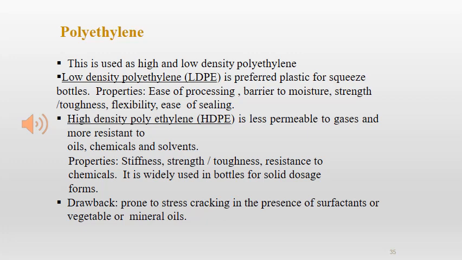A limitation is that it is prone to stress cracking in the presence of surfactants or oils. Also, it lacks clarity and is therefore not a choice for volatile ingredients. It absorbs preservatives from the liquids filled in it.